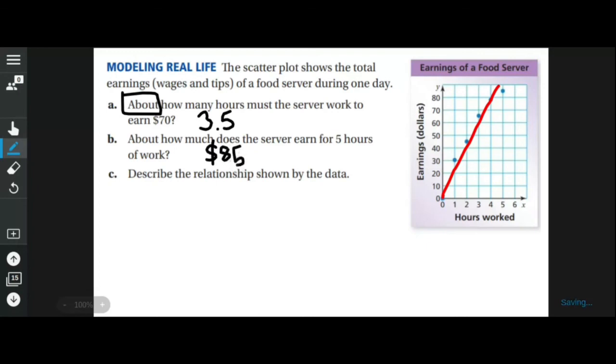Describe the relationship shown in the data. I'm going to put PC for positive correlation. But if I were to use better words, I would say as the hours worked increases, the food server makes more money or the earnings increase. Basically, the more hours this person works, the more money they make. You're not looking for a perfect word or a perfect sentence. You're looking for describing it.